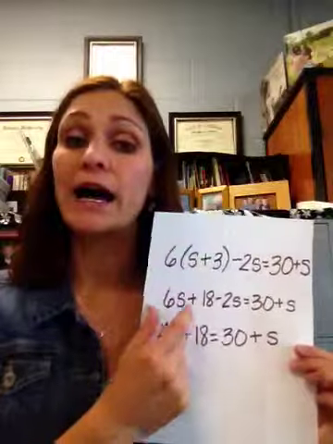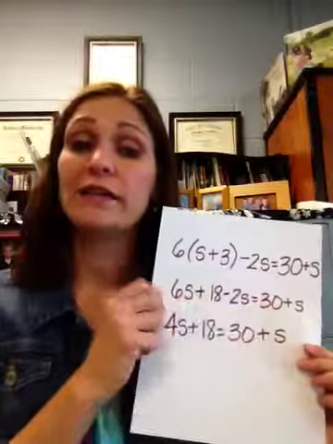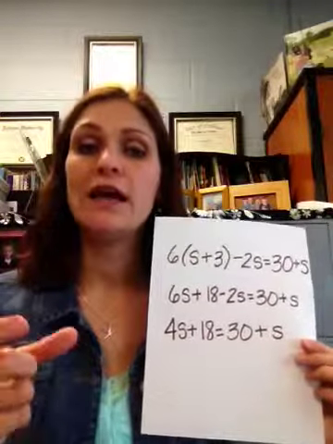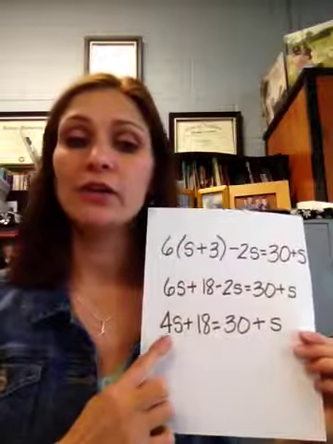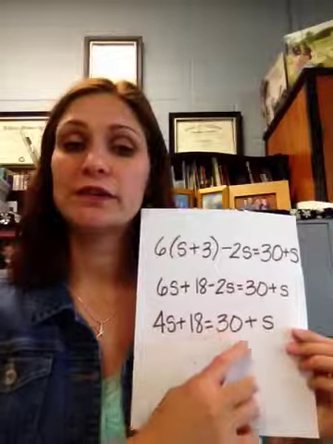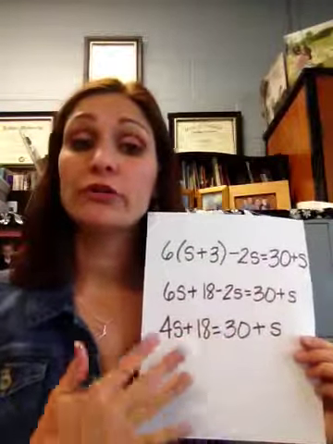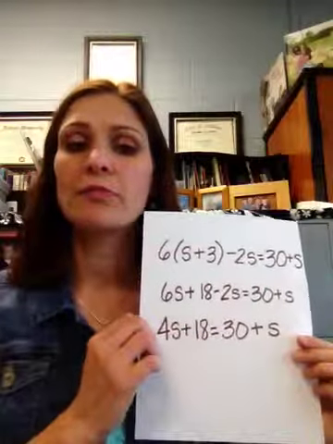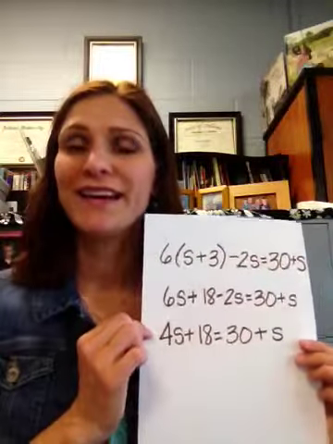And now we start combining terms that are similar. So we're taking the last 2 days' lessons and combining them together. We get 4s plus 18 equals 30 plus s. Most of you could go further than this to solve the problem, but it's not asking you to do that today. Okay, one more thing.